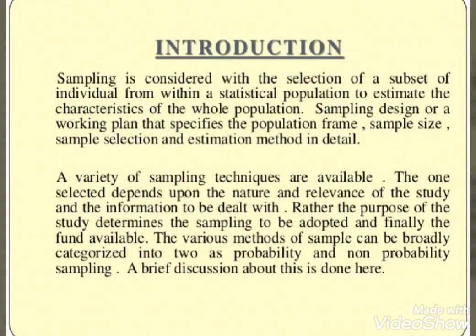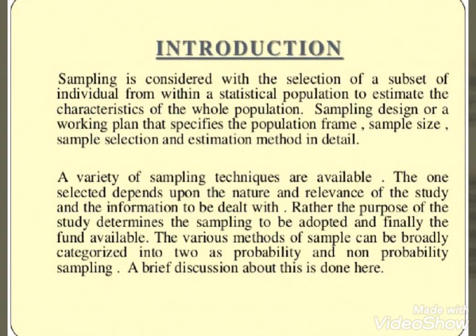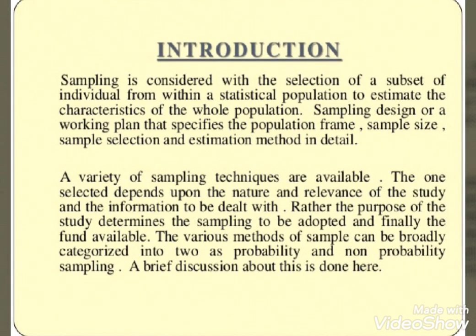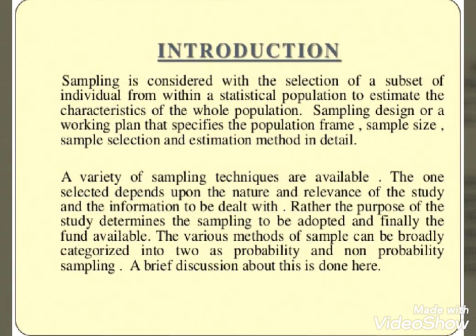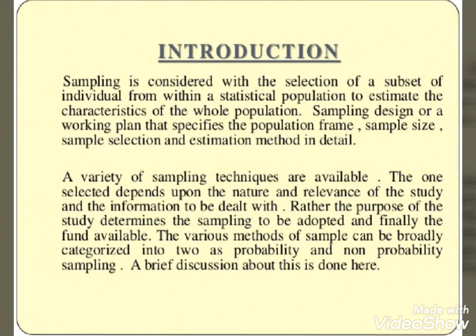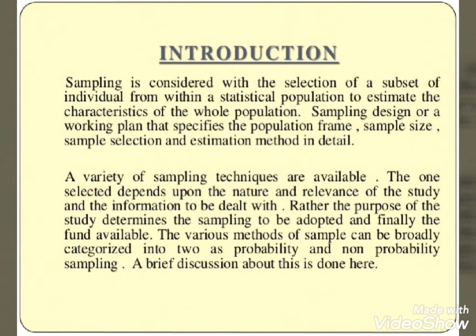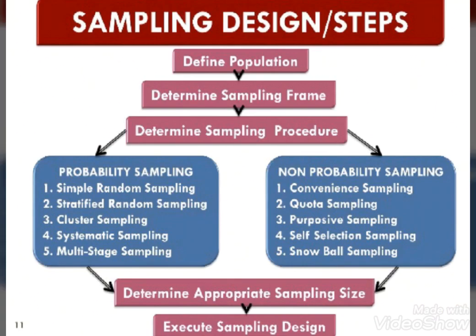So in the introduction, you already know what sampling is. It is nothing but the group of the population that you are selecting for your research purpose, that is known as the sample, and the total process of selecting it is called the sampling process. Then we will see the steps of sampling design.